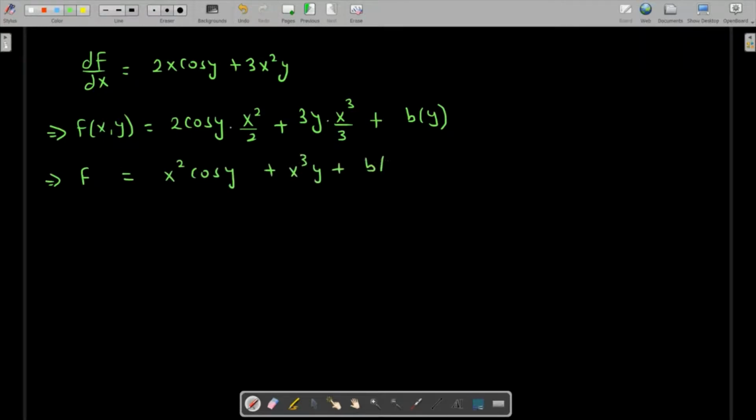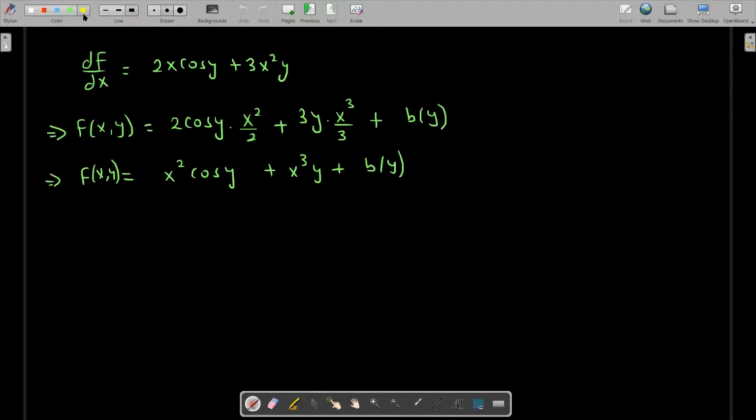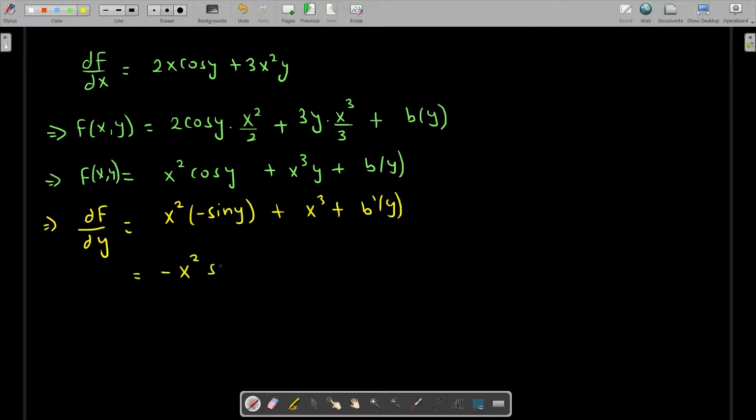So as usual, we are going to differentiate this now with respect to y so that we can equate it with this particular equation. So let's differentiate this with respect to y. So df over dy is going to be, x would be treated as a constant, so that will be x square times minus sin y plus x cube plus b dash y. So this is nothing but negative x square sin y plus x cube plus b dash y.